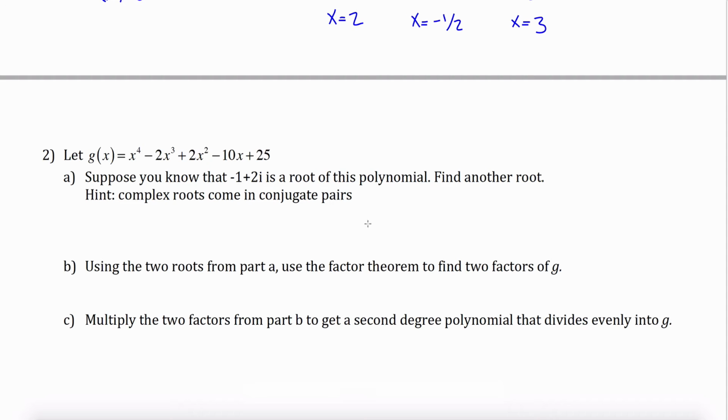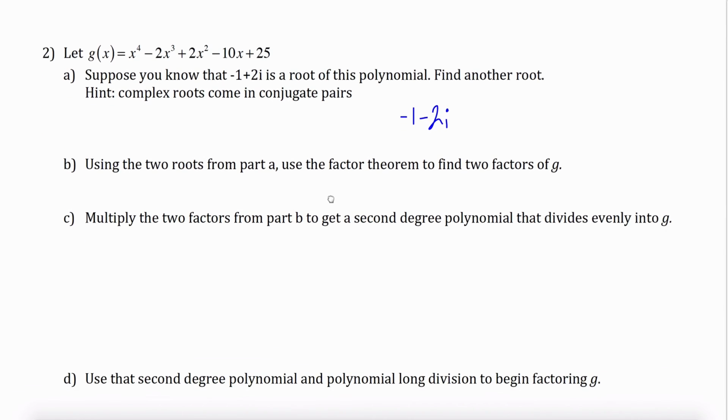So if negative 1 plus 2i is a root, well, complex roots always come in conjugate pairs. So if negative 1 plus 2i is a root, that guarantees that its complex conjugate, aka negative 1 minus 2i, must also be a root. So this first one is just recognizing that fact. Complex roots always come in conjugate pairs.